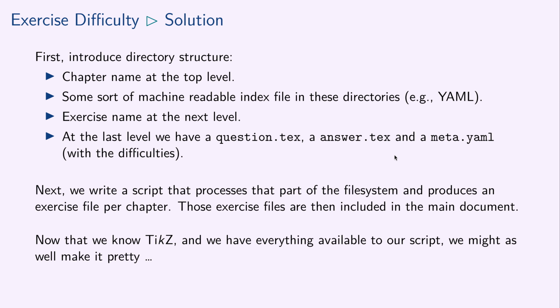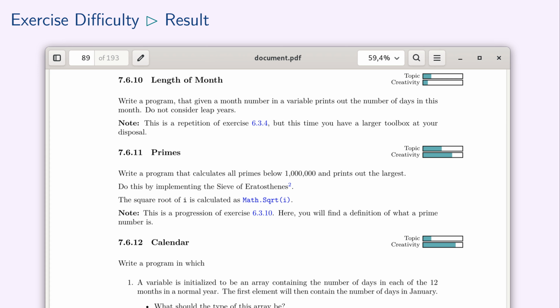The next thing is that I have a script that essentially traverses that file system, reads in these different files, builds the data structure, the file system structure per chapter, and then produces a LaTeX file for each chapter that can be included in my main document. And now that we do know TikZ and we have everything available to our script, we might as well make it a little pretty. So it ends up looking a bit like this.